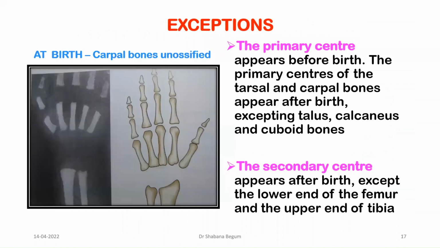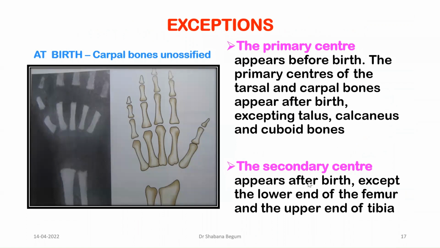Now we have to learn about certain exceptions. We have learned that the primary center appears before birth. But there is an exception. The primary centers of the tarsal and the carpal bones, these are the short bones, appear after birth, except the talus, calcaneus, and the cuboid, which start ossification in the intrauterine life.